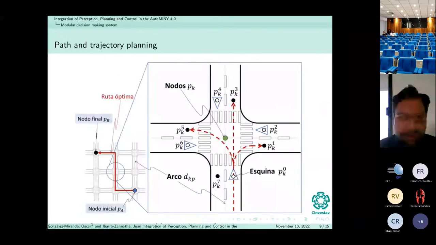In another work, given a topological map of a city, we use the Dijkstra algorithm to calculate the optimal path to go from one node to another, and we did the trajectory planning. In this work, we considered the Ackermann steering system of the car, and it lets us navigate in an urban environment. So we can plan how to drive in a city.